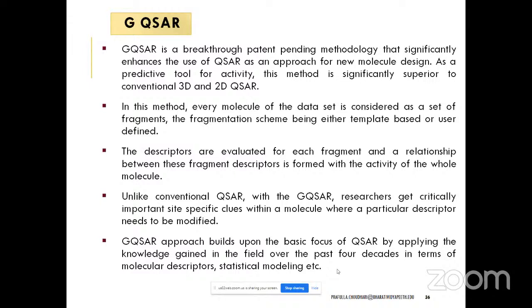Now, what is the difference between conventional QSAR and GQSAR? Normally, in GQSAR, the computational chemist or the person who is working gets critically important site-specific clues within a molecule where a particular descriptor can be modified. It means when you see a conventional QSAR, we often find that in this part of the molecule lipophilicity should be addressed, but lipophilicity of which substitution cannot be addressed in the typical QSAR, whereas it can be addressed in the case of GQSAR.